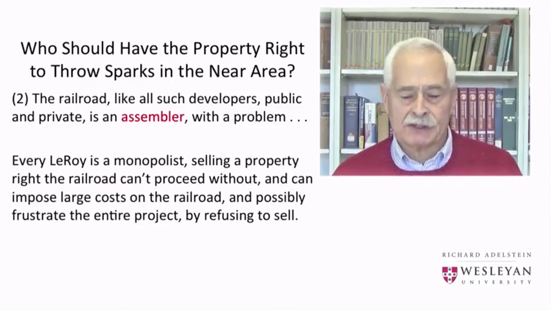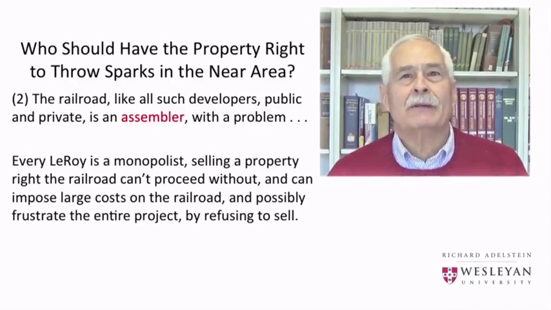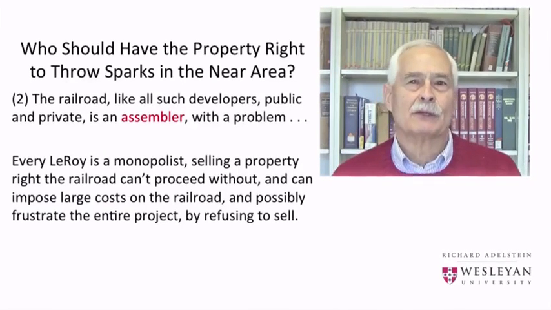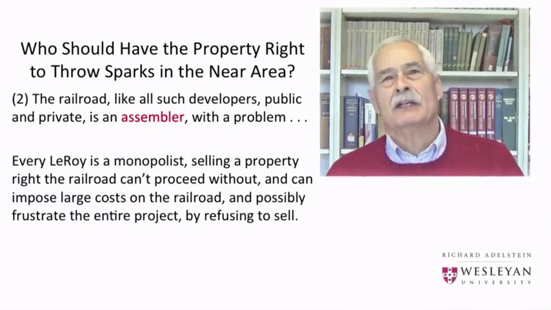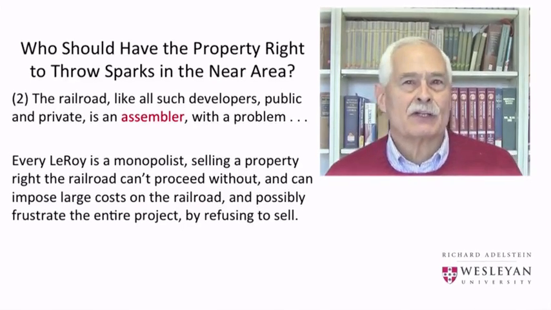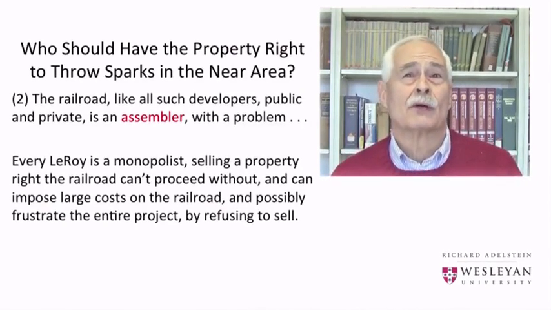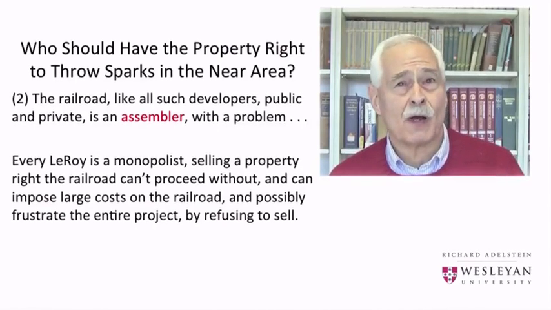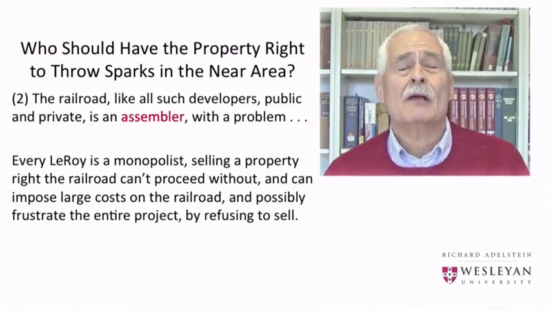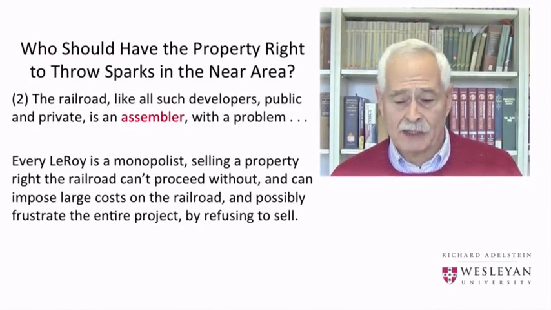My friend, the economist Thomas Merrill, has coined the term "assembler" to describe the situation in which the railroad finds itself, and in real life there are many people who find themselves in a similar position of being an assembler. Indeed, later in the course, we'll talk a little bit about eminent domain, and eminent domain is primarily a response to the problem that we're talking about now, where a developer typically needs to purchase property from very large numbers of people, but must have the property of each of those people in order to complete the project.